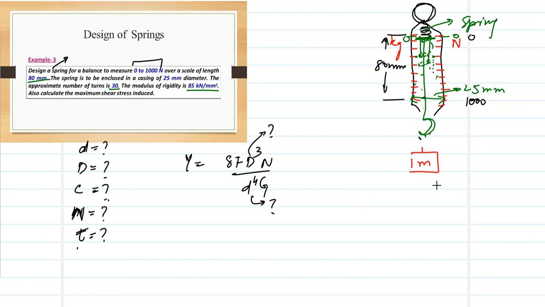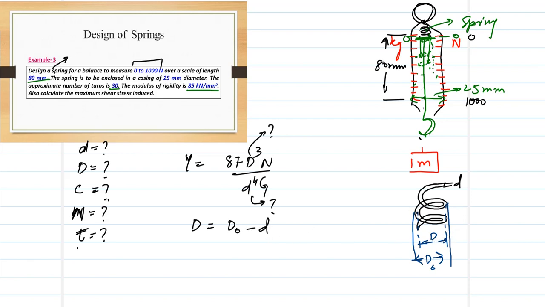Now from the theory, we know that when a coil is made, they actually have a wire. This wire has a diameter of d, and the distance from the center of one wire to the center of the other wire is normally known as the mean diameter, whereas the outer diameter is generally referred to as D naught. So you can say the capital D is D naught, which is the outer diameter, minus small d. Small d, why? Because it is taken from center to center.